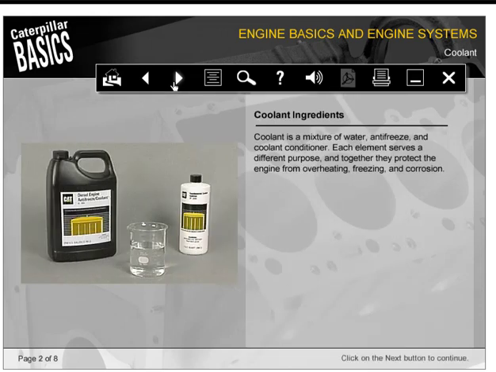Coolant is a mixture of water, antifreeze, and coolant conditioner. Each element serves a different purpose, and together they protect the engine from overheating, freezing, and corrosion.